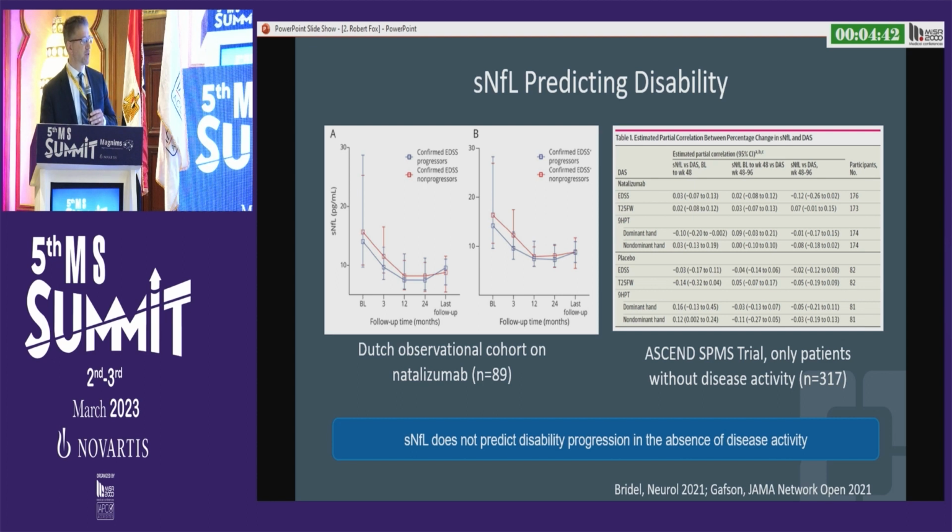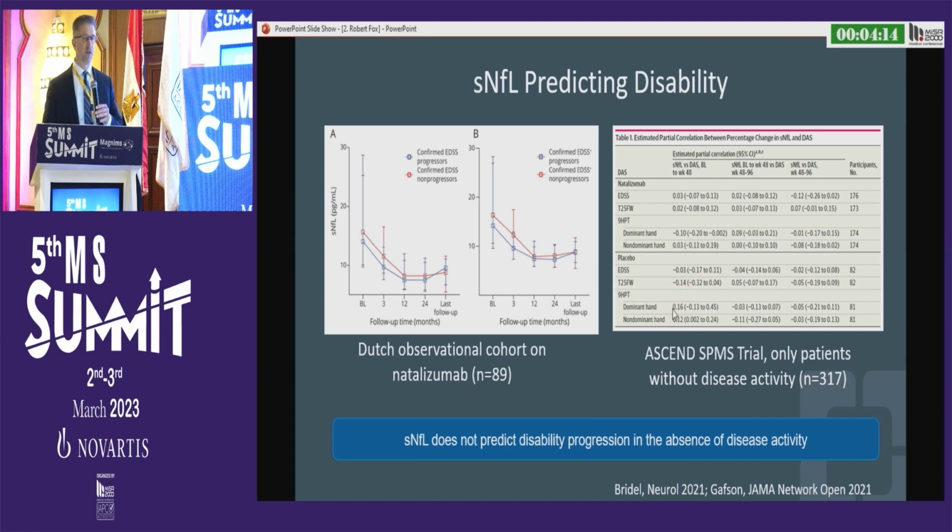This was another study from the natalizumab secondary progressive trial where they looked at just patients without any active inflammation, so no relapses, no new lesions on MRI, and said, how predictive was NFL of future disability? And the correlation is 0.12, 0.16, terrible correlation. Sometimes it's even negative, negative 0.14.